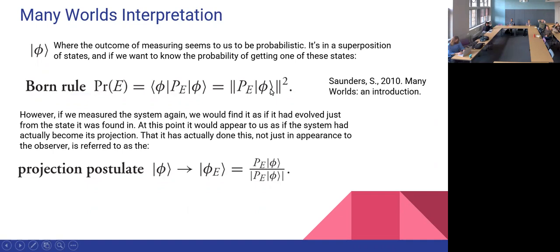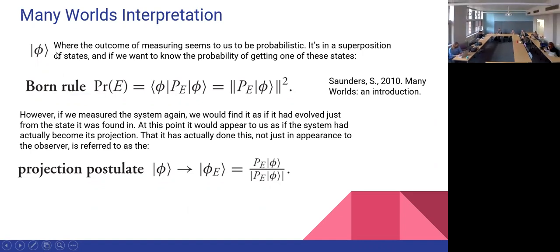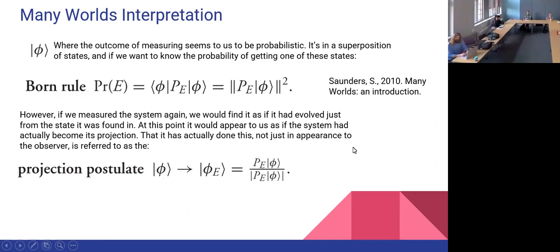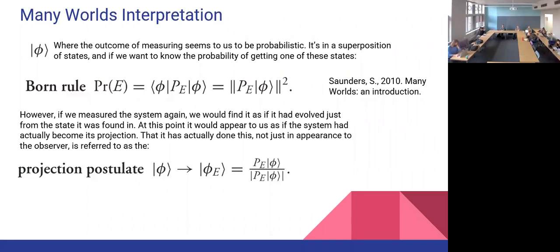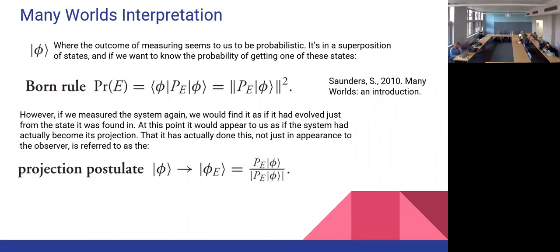of that. So we have a system, and this is the bare bones of quantum mechanics rather than just the bare bones of many worlds. We have a system, we can project it onto a state, and we find the mod squared of that, and that tells us the probability of finding that system in that state. However, if we measured the system again, we would find it as if it had just evolved from the state we found it in the first time. At this point, it would appear to us as if the system had actually become its projection.